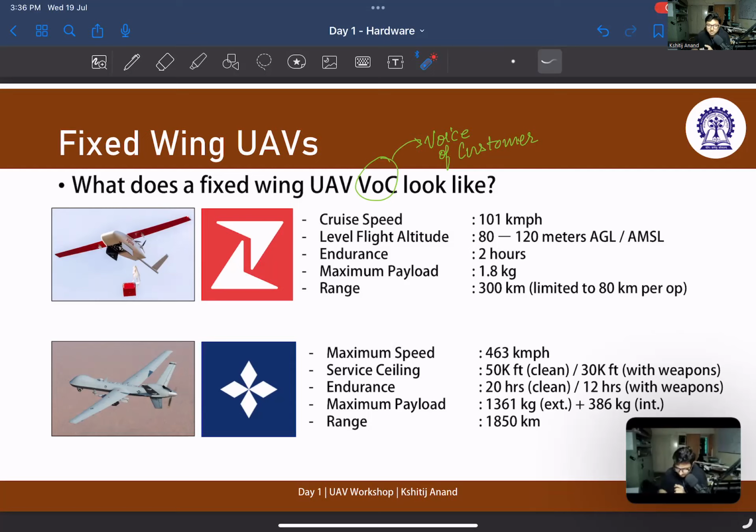Then we talk about the next aircraft, where we have as an example the General Atomics MQ-9A aircraft. Its maximum speed is 463 kilometers per hour. So you see, when they sell this aircraft in the market, they market it based on cruise speed because it is just supposed to make a boring flight, a flat level, constant speed boring flight. We are not in a hurry.